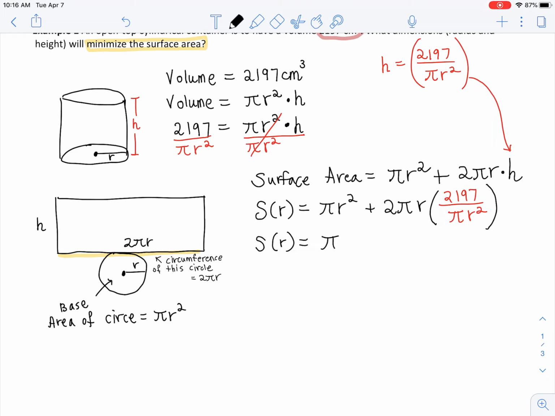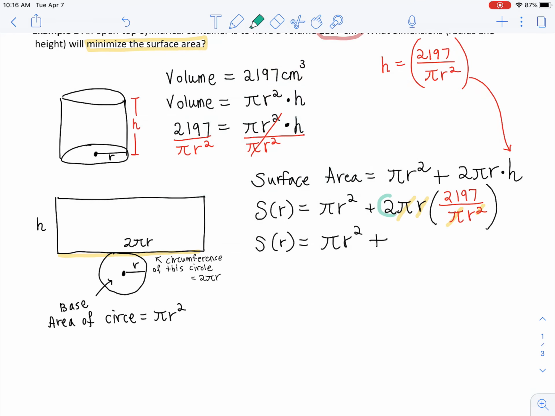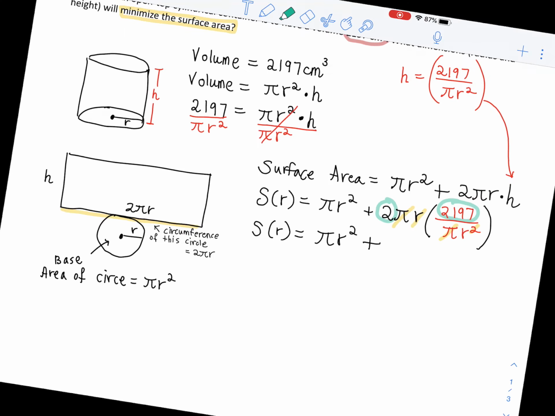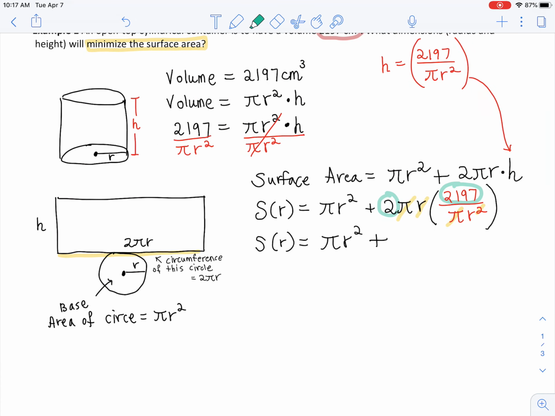Is everybody okay? Okay, I just did my substitution. Now, some things will cancel out. Surface area in terms of radius is going to be pi r squared plus, we'll cross out some things that will cancel out. Pi is canceled out. One of the r's canceled out here. Therefore, I'm going to have to multiply 2 times 2197 and put that over r.